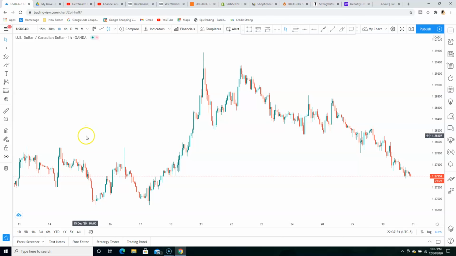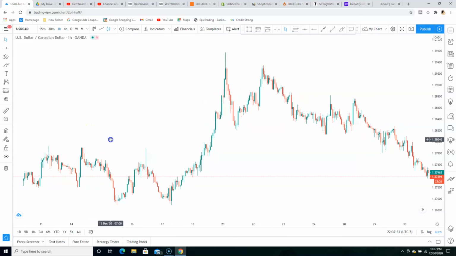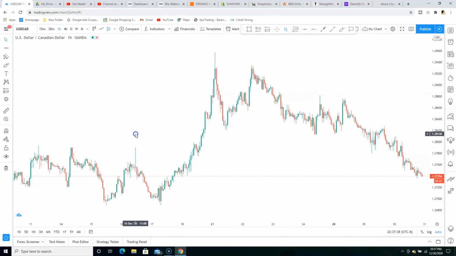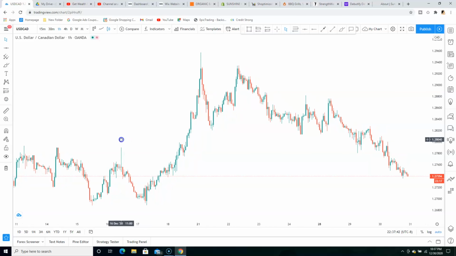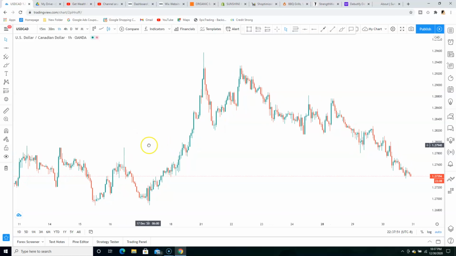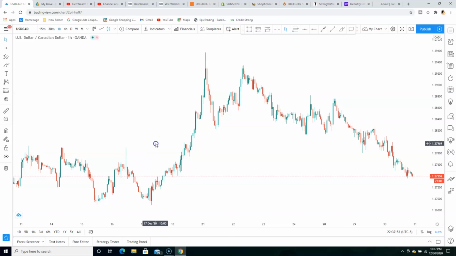I'm not saying you're not going to lose trades. Obviously you're going to lose trades, because when it comes to the Forex market, nothing is 100%. But with this strategy, and if you follow proper risk management, you can get at least a 70% win rate using this strategy.